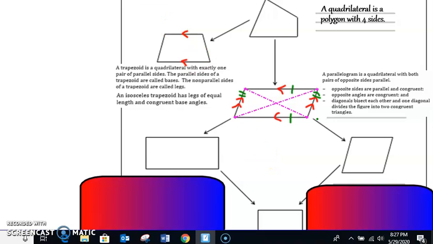So what we're saying is that this side and this side are going to be the same length as each other, and this side and this side will be the same length as each other because they were each cut in half.